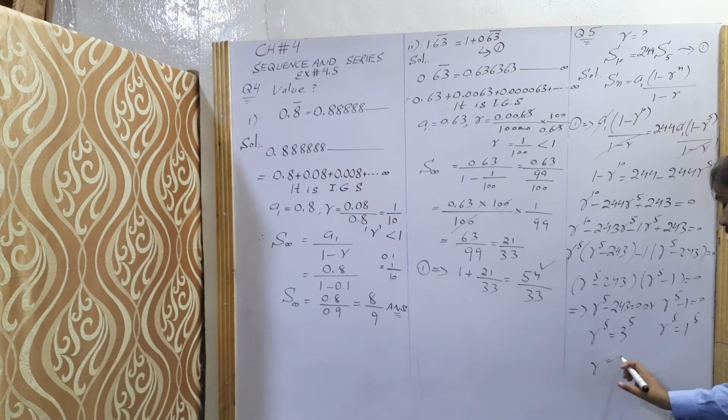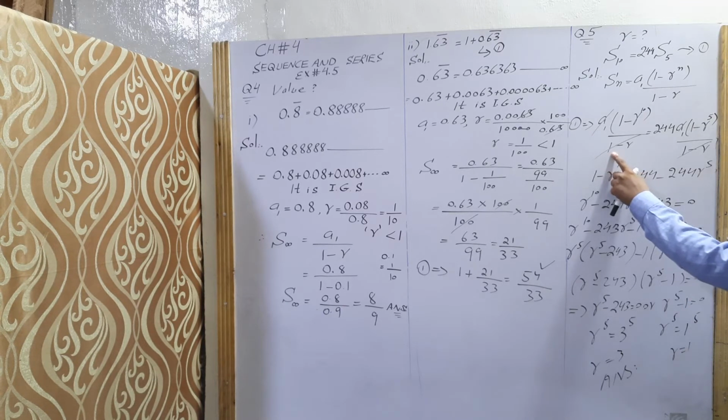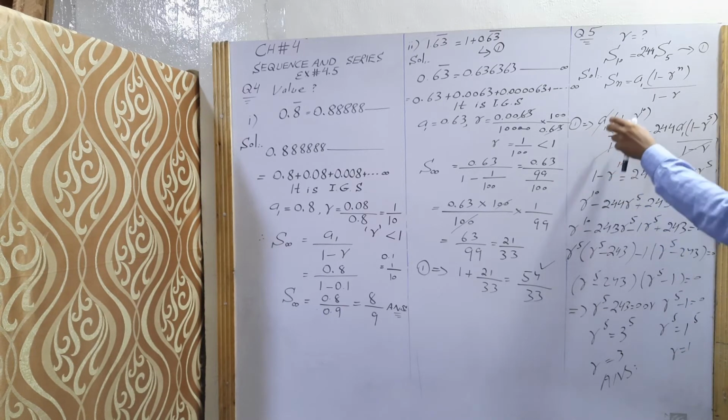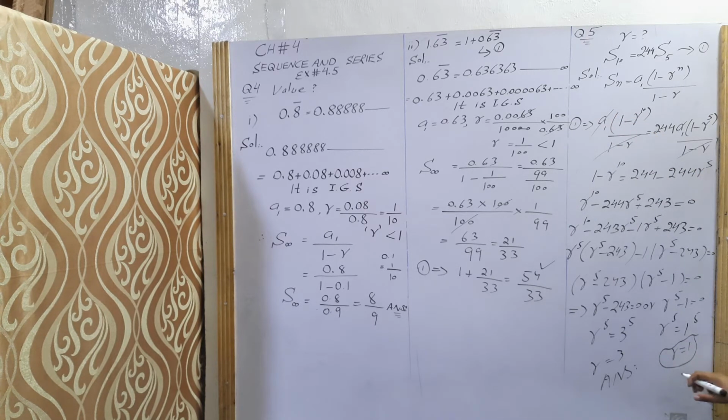So in this case r values are 3 and 1. But r equal to 1 is not acceptable, because if we put r equal to 1 the denominator is 0, and division by 0 is undefined, so reject this one. So in this case the r value is 3.